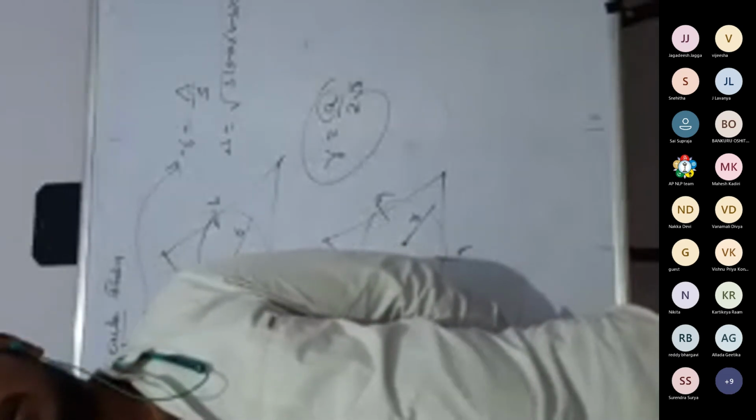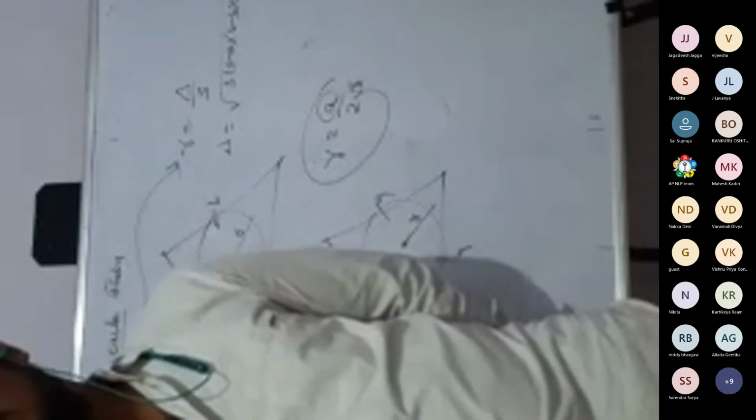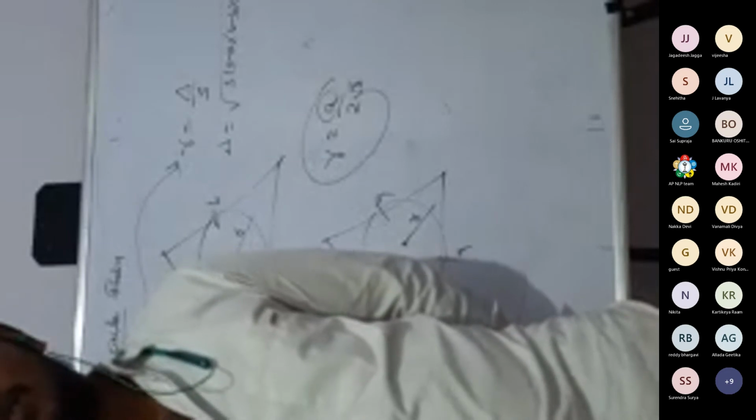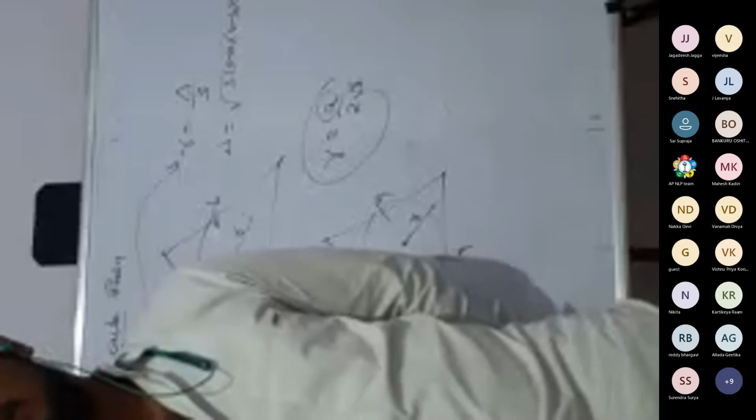Okay, next quadrilaterals. Area of rhombus is half d1 d2, area of square a square, area of rectangle l into b, area of trapezium half h into a plus b, area of parallelogram b into h.